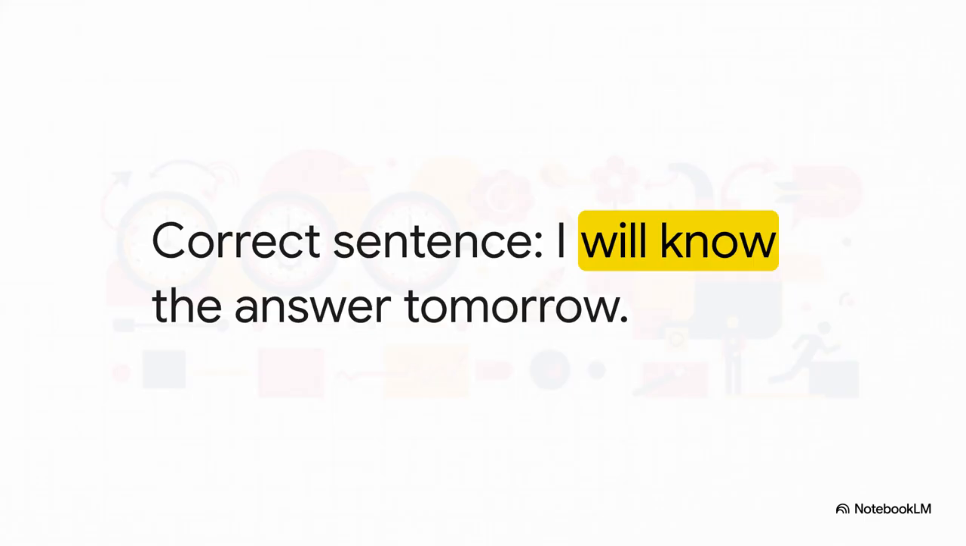Some verbs don't actually like the continuous ing beam. Verbs that show a state of being, thinking, or possessing, like know, like, or want, usually prefer to stick to the simple tenses. So the totally correct way to say it is simply, I will know the answer tomorrow.